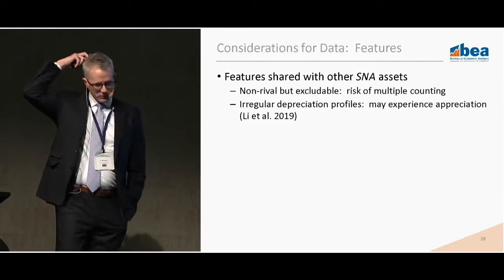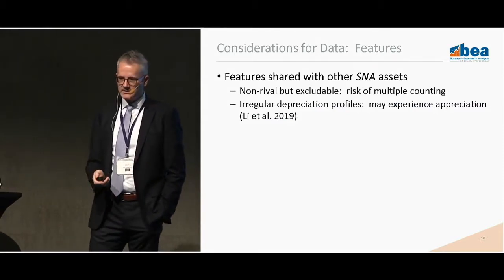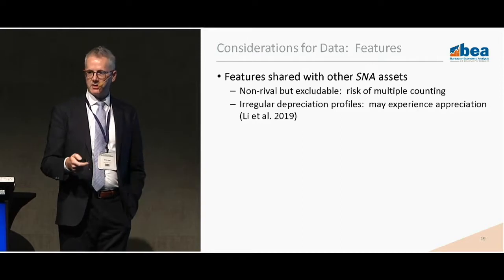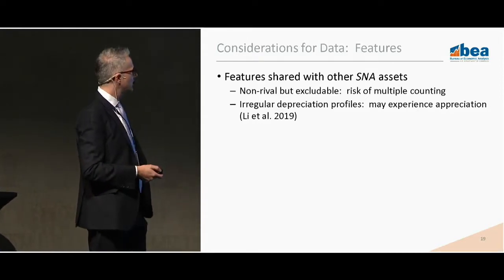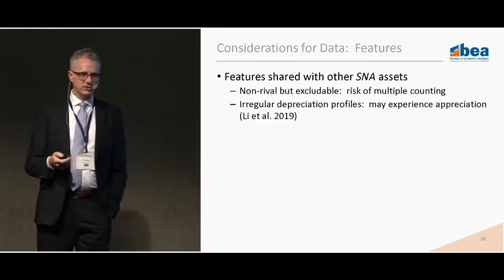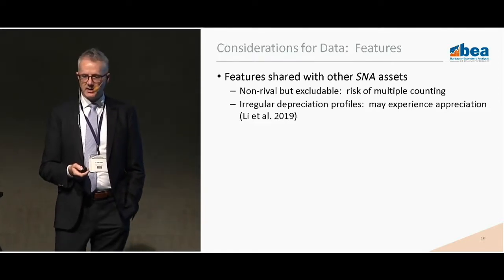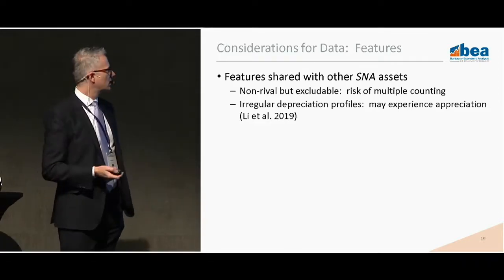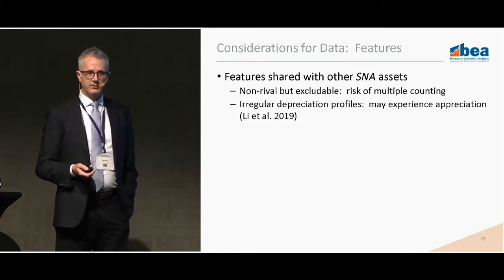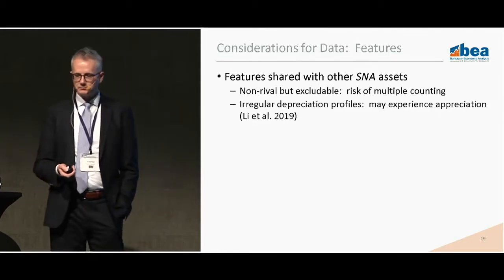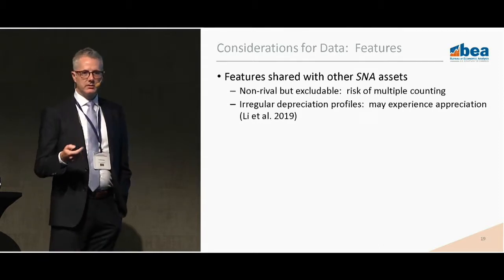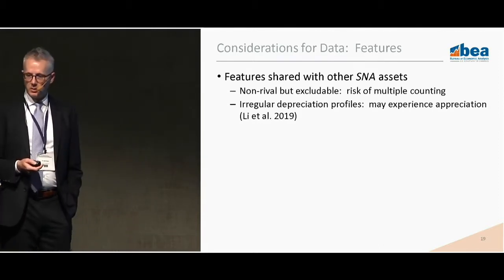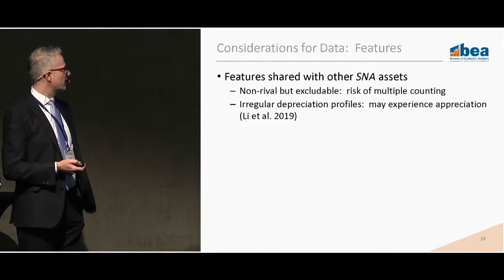So there are features of data that impose challenges for economic statistics purposes, for measurement purposes. Some of these features are shared with existing SNA assets, so they are non-rival but excludable, so there's a risk of double and triple counting. But this is the same with other intellectual property products as well, and we have ways of managing that.